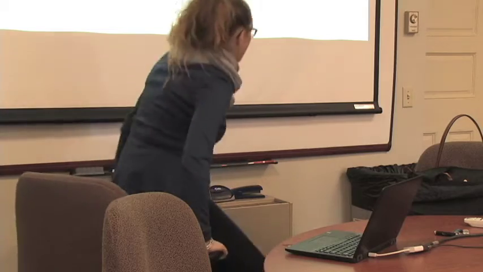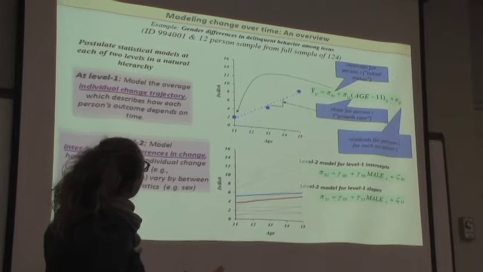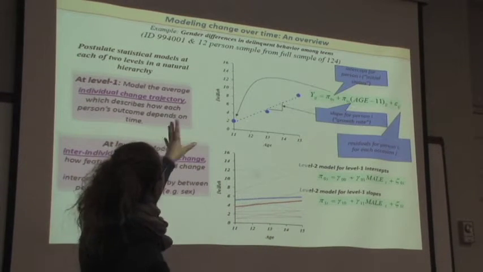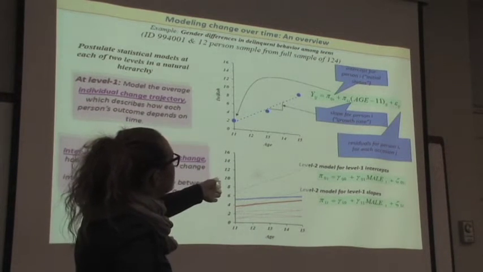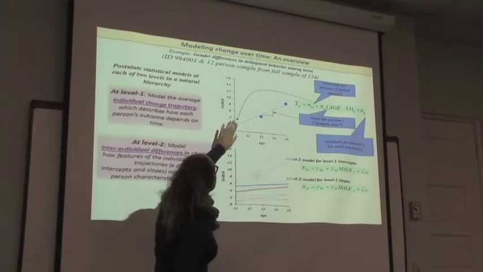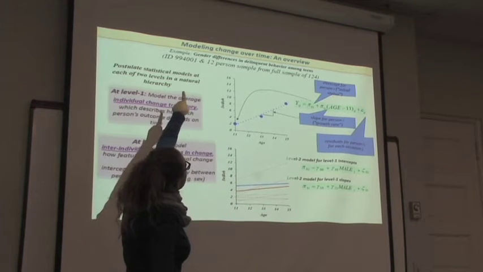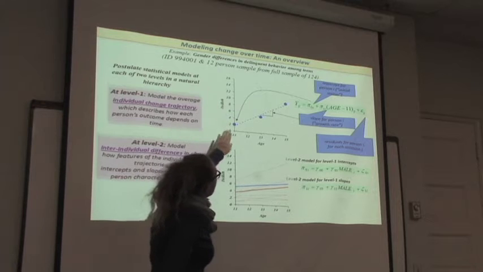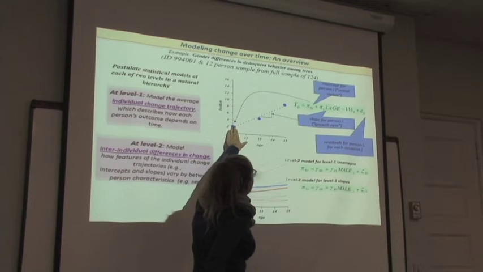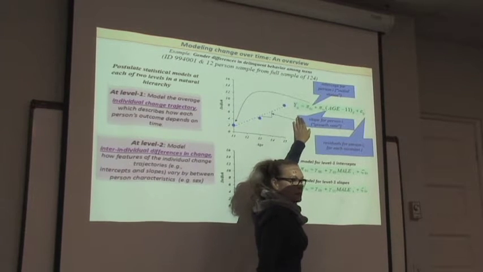I'm basically going to say the same exact thing 5,000 different ways for 1 hour. So, we're continuing on to look at it a slightly different way. What we have here is gender differences in delinquent behavior among teens. We're looking at it from 2 perspectives. We're looking at one kid. This is ID 994001. And we're looking at their individual intercept and slope from the equation's perspective, right?